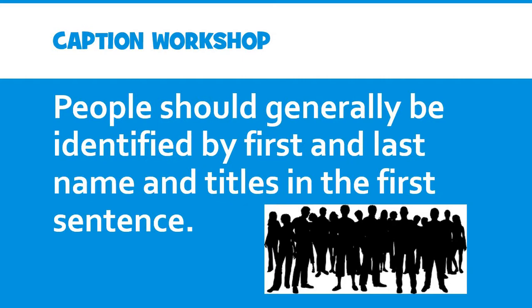Generally, one of the things you should have noticed that we were doing as we went along this example is that people are going to be identified by their first and last name, along with any titles that they may need in the first sentence. And if you bring them up again in the second sentence, you just use their last name.